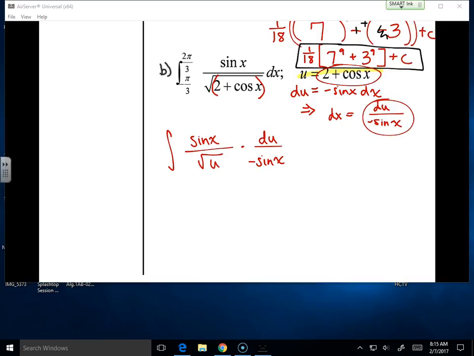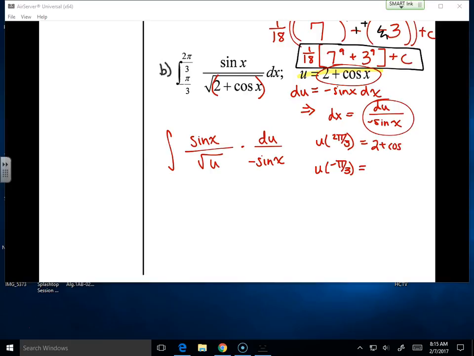So we need to come off to the side and say, who is u of the top bound, which is going to be the bound that corresponds to 2 pi over 3 after plugging in. And then let's find the bottom bound. Let's plug in negative pi over 3. Who are we plugging it into? u. Which means, who is u? 2 plus cosine x, right?